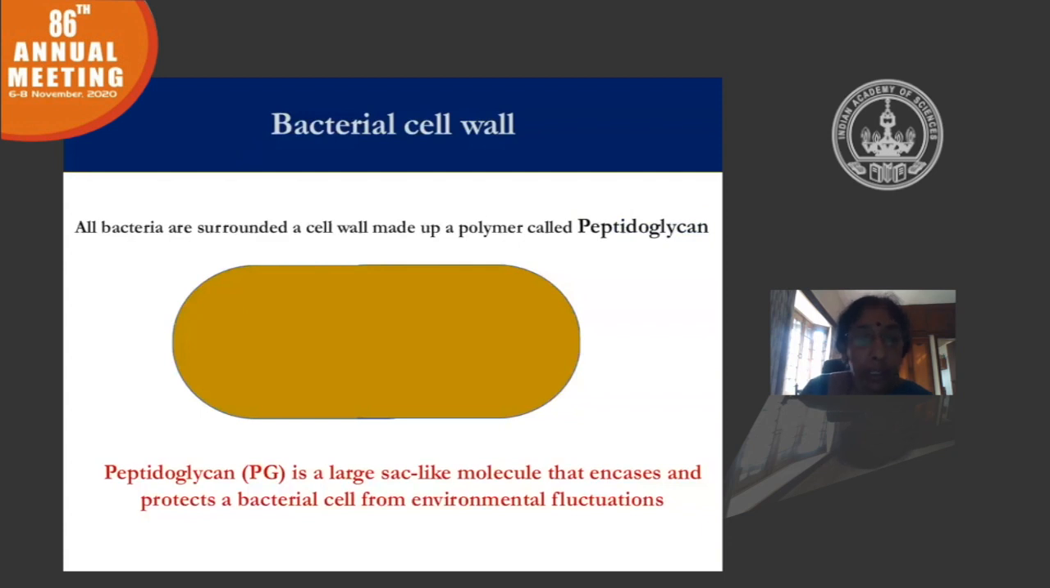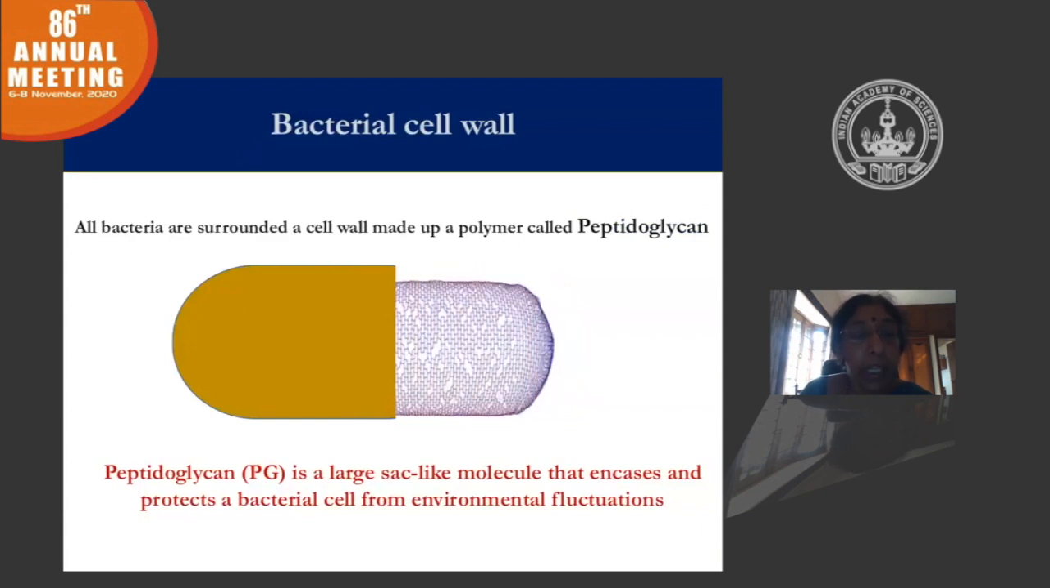This peptidoglycan is a large polymer. It's a single molecule. You can see a schematic here. The purple colored one is the peptidoglycan, and you have to appreciate that it is the single largest molecule, because I'm going to talk about its structure a little later. This is a large net-like molecule which encases the bacterial cell and protects it from the environmental conditions.